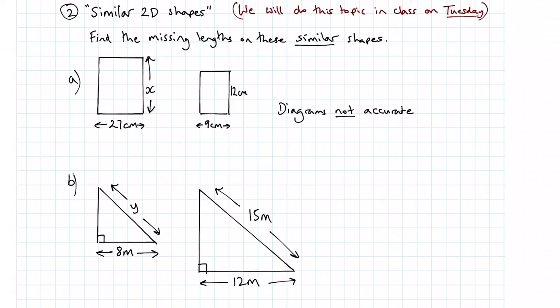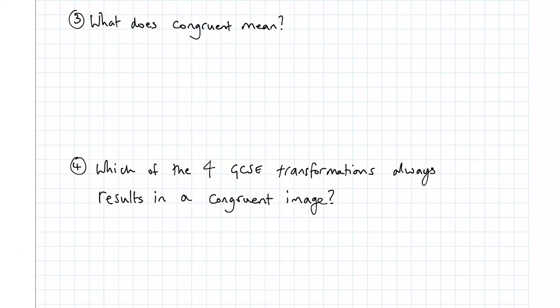If we look at question 3, now this is just a keywords question. What does congruent mean? We've got that first of all. Then we've also got which of the 4 GCSE transformations always result in a congruent image. So actually, there's one of them that's the odd one out. So if you write down the 3 that always result in a congruent shape.